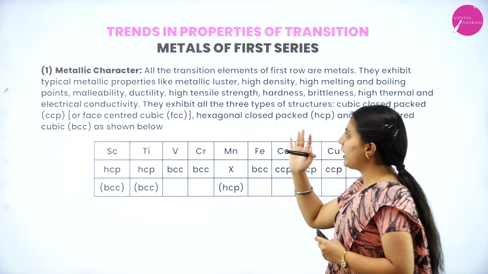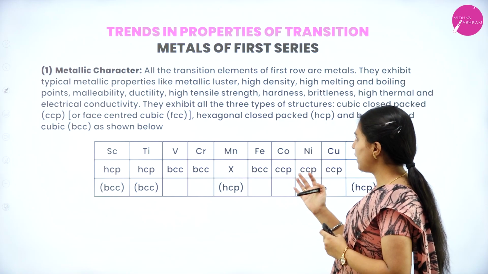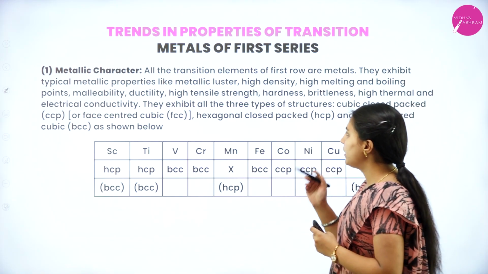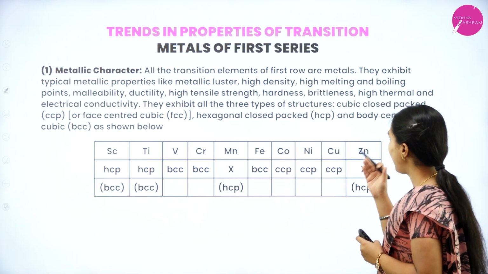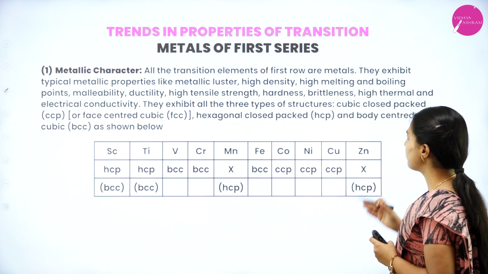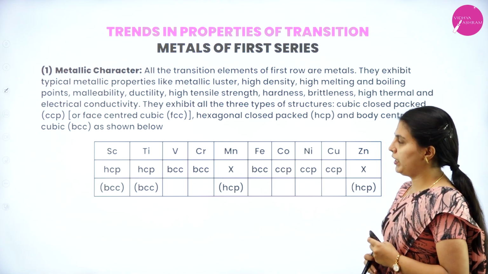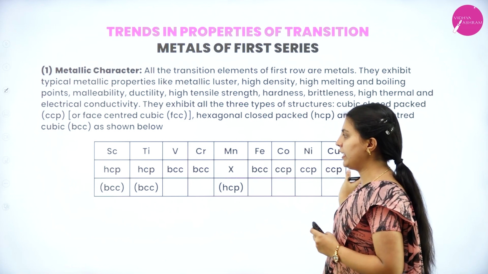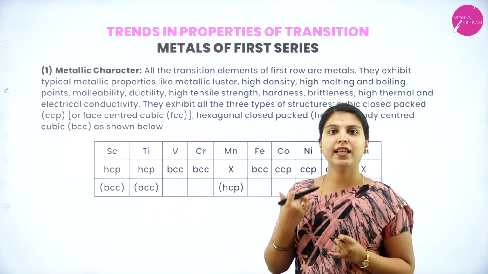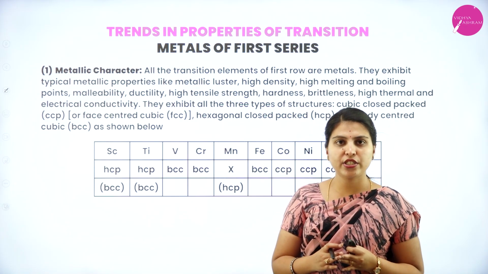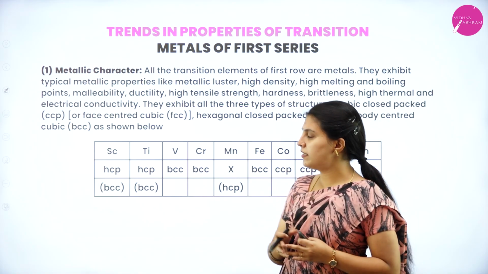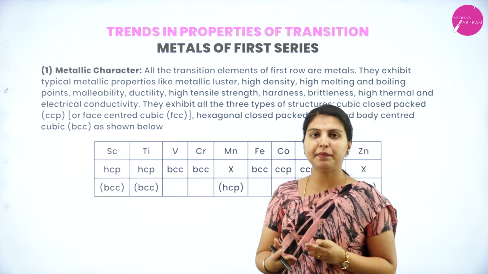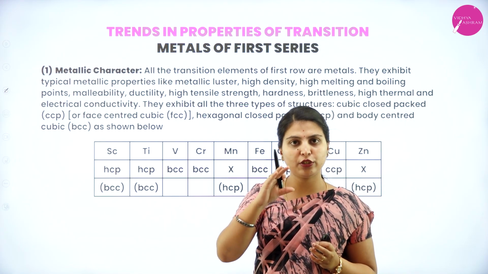They exhibit typical metallic properties like metallic luster, high density, high melting and boiling point, malleability, ductility, high tensile strength, hardness, brittleness, high thermal and electrical conductivity. Since these are all metals from scandium to zinc, they show luster, meaning shining. They are hard, solid in nature, and have high density, high boiling and melting point, ductility, malleability. Malleability means that the metal can be drawn into thin sheets.